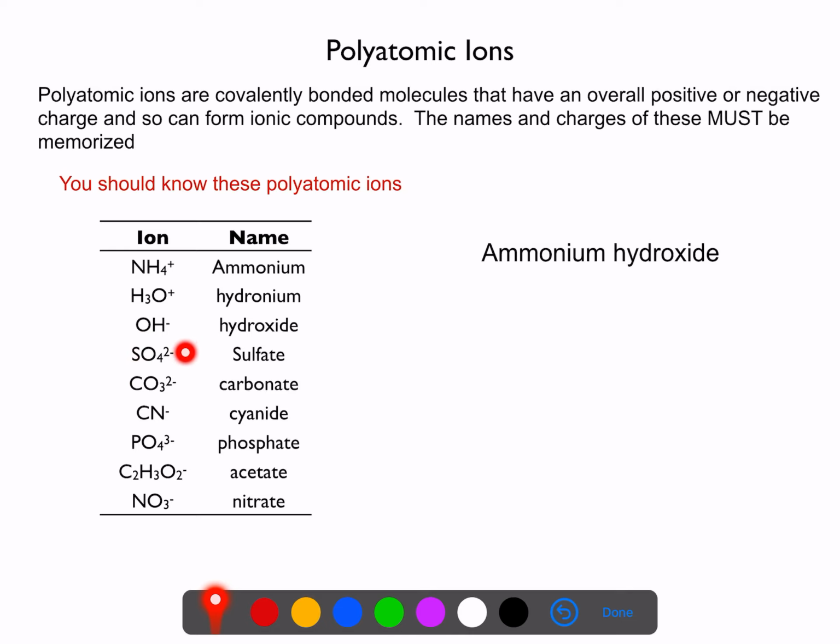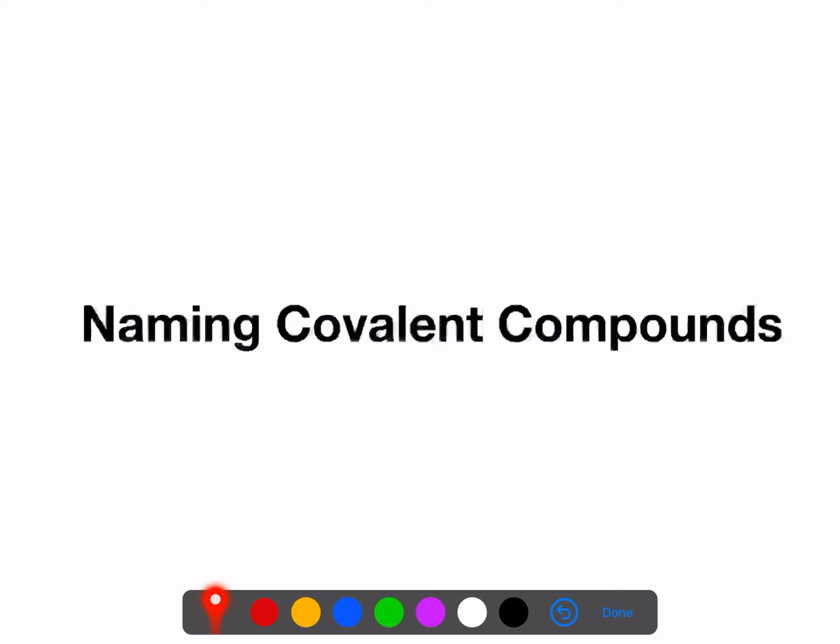So in this case, we're asked to give the formula of this ionically bonded compound, ammonium hydroxide. So we have a positively charged polyatomic and a negatively charged polyatomic. And if we look these up, ammonium would be NH4 +1. Hydroxide is OH with a -1 charge. So our formula is NH4OH. Again, a +1 and a -1, so the charges balance out. So that was our naming system for ionically bonded compounds.